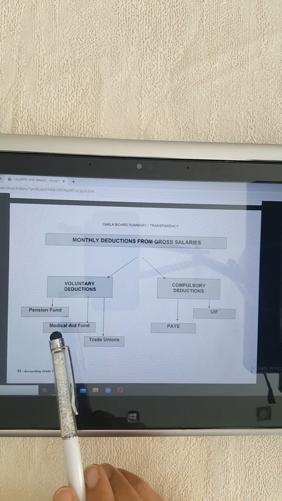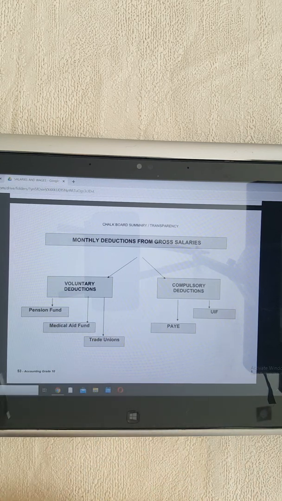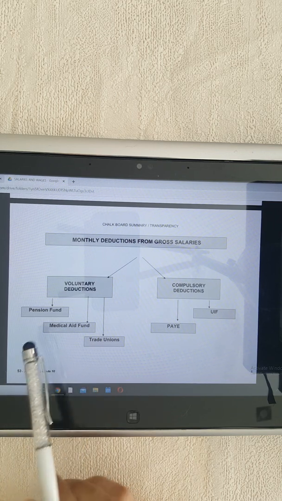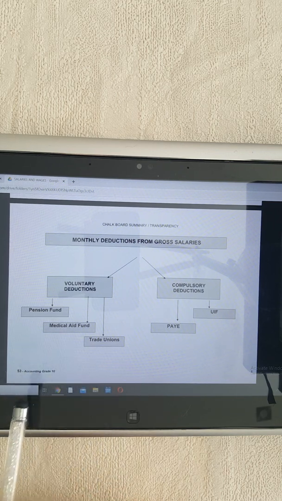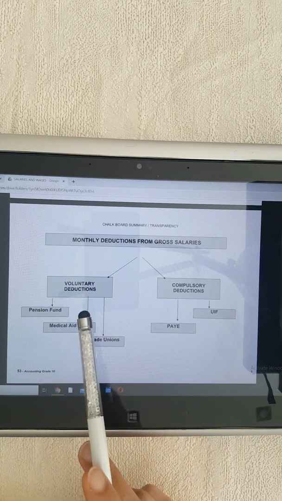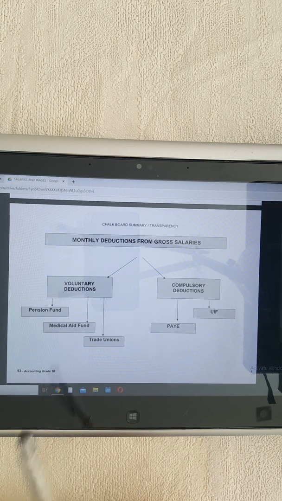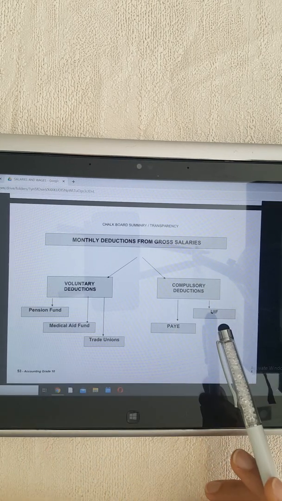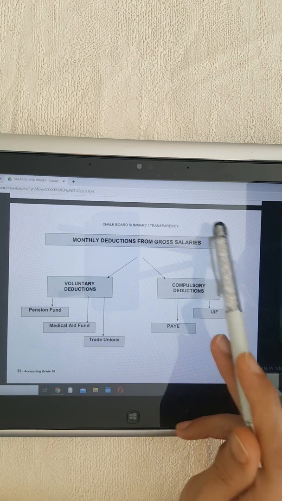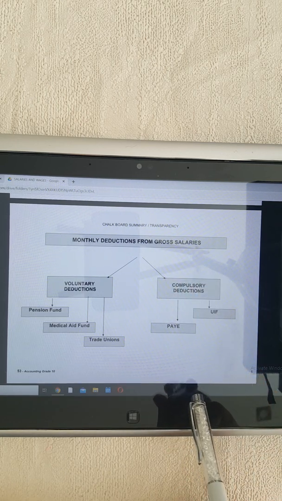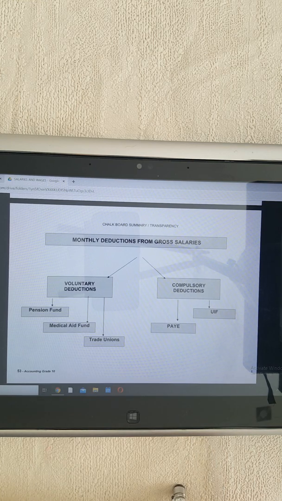Okay. Then you have voluntary. So your company allows you to choose pension fund or medical aid and trade unions. Sometimes the companies do say it's compulsory, but what you need to understand is that the government does not force you to do it. You can contribute to these funds if you would like to. All these deductions get minused from your gross salary, and then that's how we get to our net salary, and that's the amount that comes into our bank account.